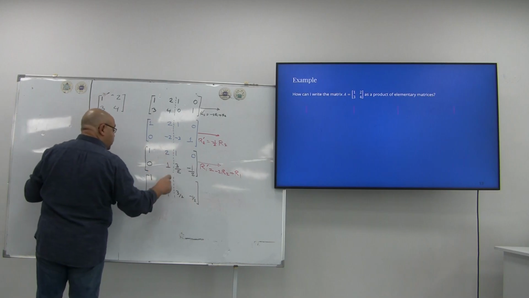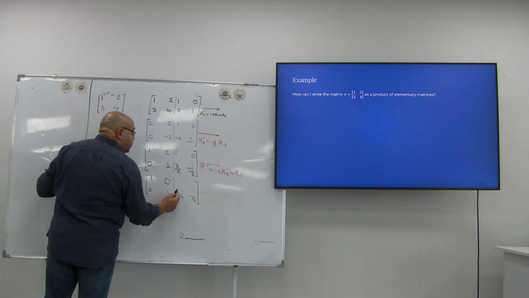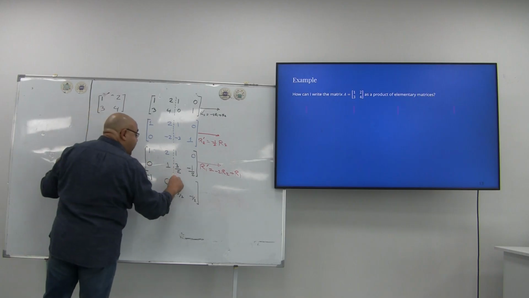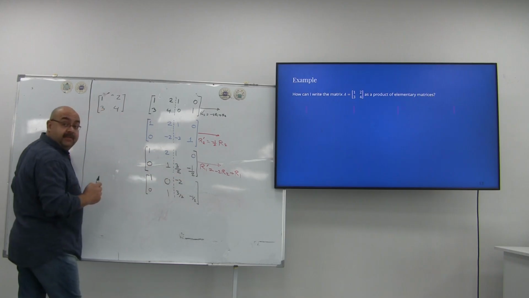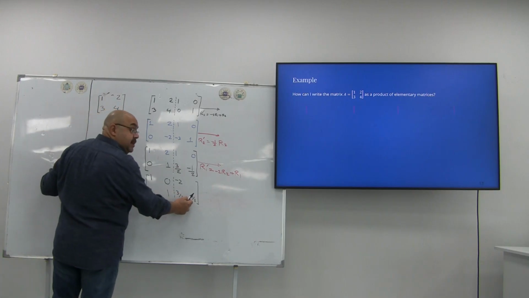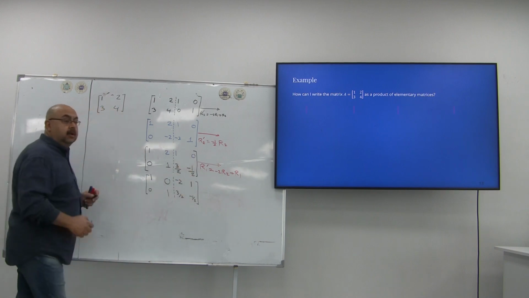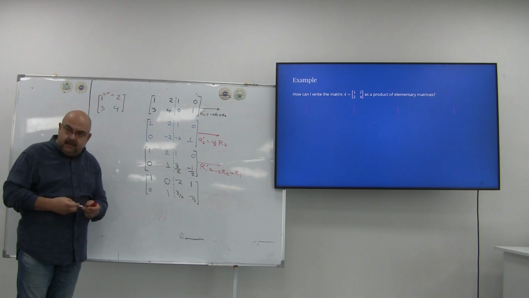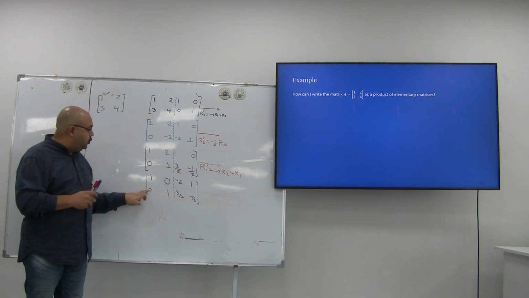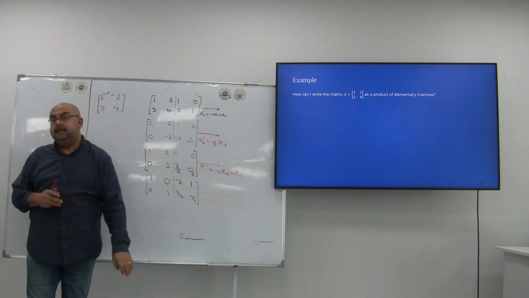Negative 2 plus 2, so the result will be 0. I did what I wanted, Ziad. Negative 2 times 3 over 2 is negative 3, plus 1 gives negative 2. Repeat: multiplying by negative 2, it's going to be positive 1, plus 0, so the result will be 1. So now I've multiplied the second row by negative 2 and added it to the first row.